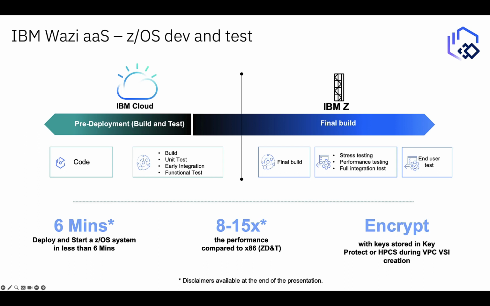The same license model is used for ZD&T, one of our other infrastructure offerings that runs on x86. But of course, with ZD&T, it has lower performance compared to WASI as a service because the CPs are not emulated in WASI as a service when running on Z hardware. These systems are not meant to replace your z/OS systems in production. They are meant to make your development and test more agile, more integrated, and easier for adopting new technologies.